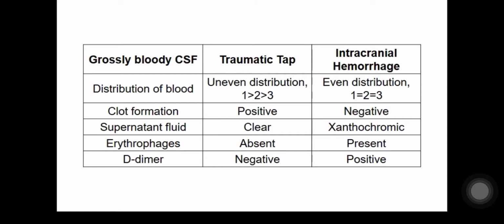And we also have clot formation po, remember, is present for traumatic tap, negative naman po for intracranial hemorrhage po. And we have yung supernatant fluid po. Remember po, for traumatic tap, clear po yung supernatant fluid, but sa cerebral hemorrhage or intracranial hemorrhage po, may color po yan, yung supernatant, that's xanthochromic po. And then we have erythrophages po, absent po yan sa traumatic tap, and present naman po sa intracranial hemorrhage po.